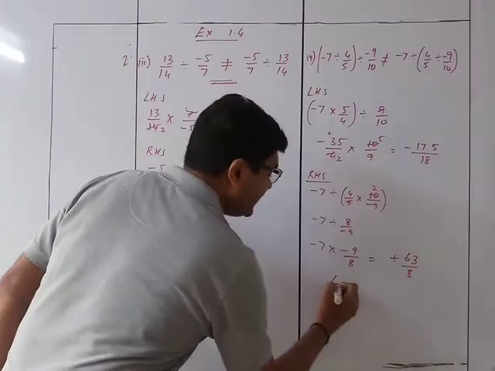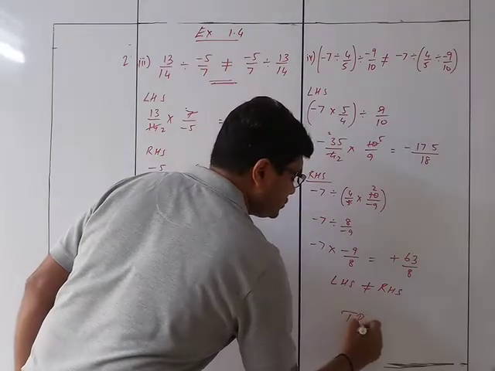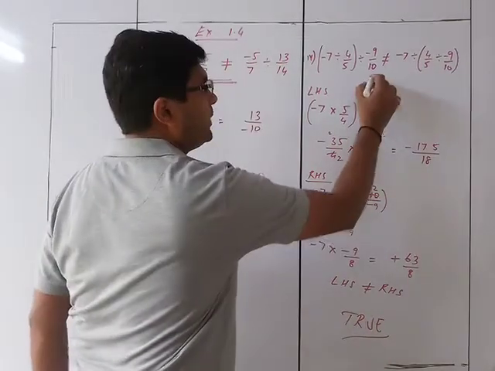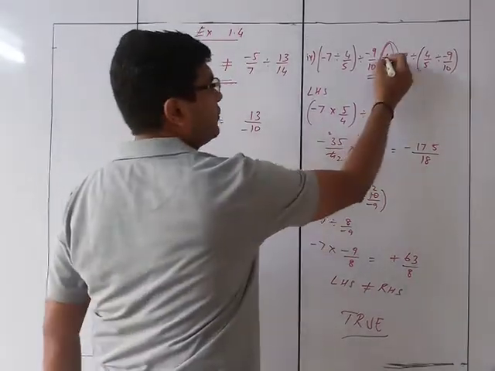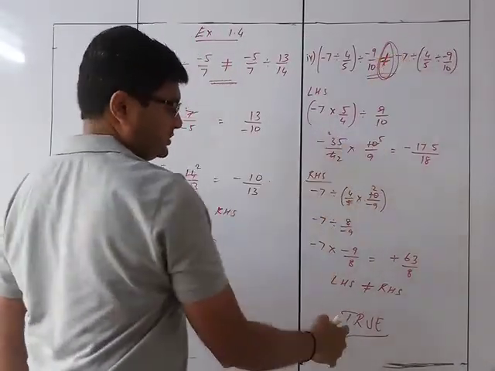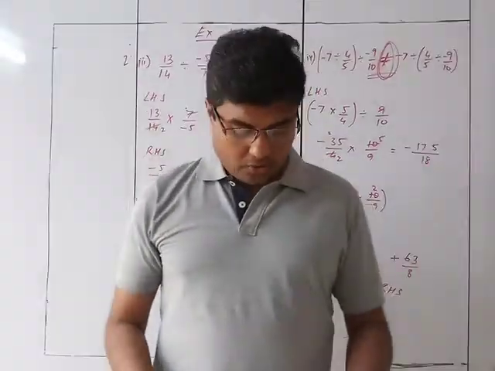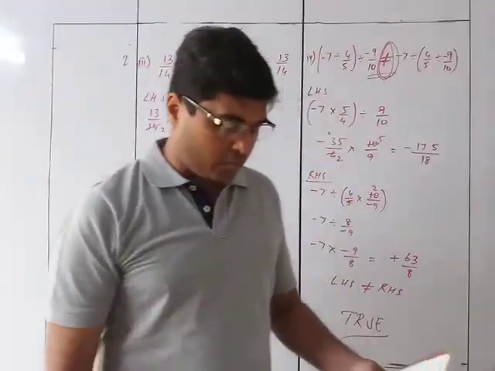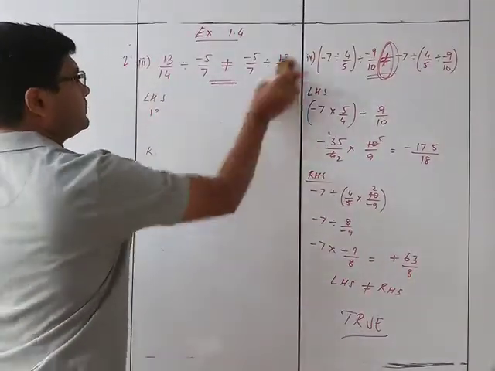You can see LHS not equal to RHS, hence this is true because you were already given that it was not equal to. So this is the sign for not equal to, which is already there. So that's why we have this as not equal to. Now we have two more questions in this exercise, question number 3 and question number 4.